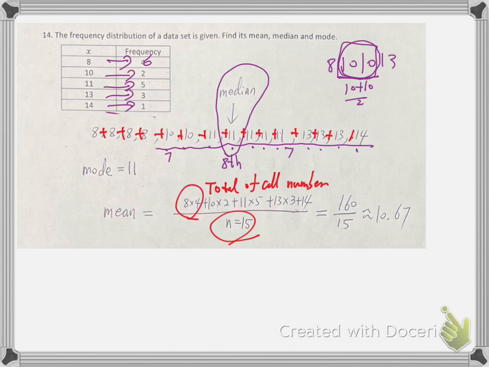What I wrote here is the number times the frequency. You have 4 number 8, so 4 times 8. You have 2 number 10, 10 times 2. 5 number 11, 11 times 5. 3 number 13, 13 times 3, and then plus 1 number 14, you get the sum. You will get the same sum. So 160 divided by, we're adding 15 numbers, so it's 10.67. In class, we'll have more practice about this: median, mode, mean.